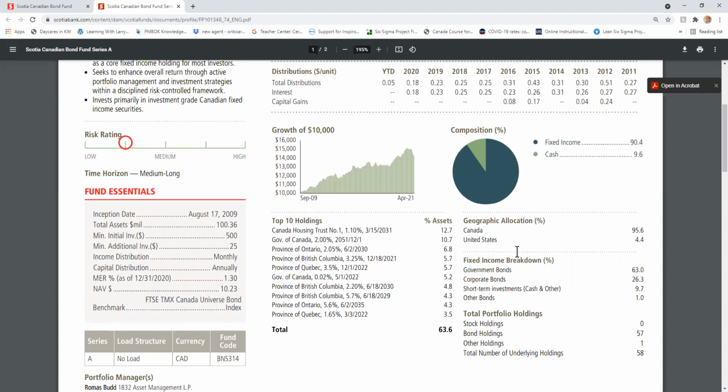So here we're saying that this is all in Canada, and as we can see, government bonds are 63% of the holdings, issued by the government of Canada. That is why it is low risk. But there are also 26% corporate issued bonds, and no stocks in this one. 57 of them are bonds.